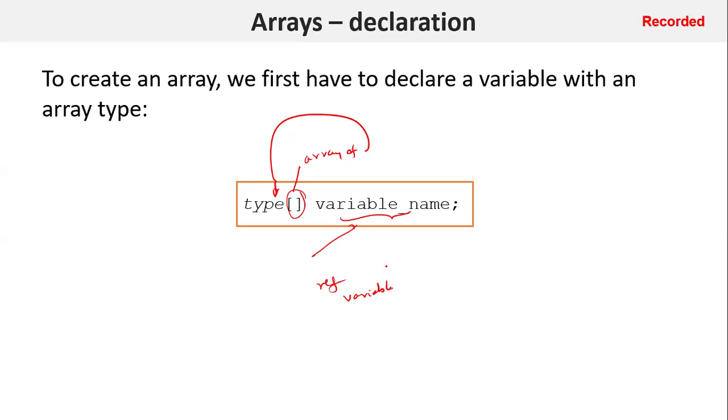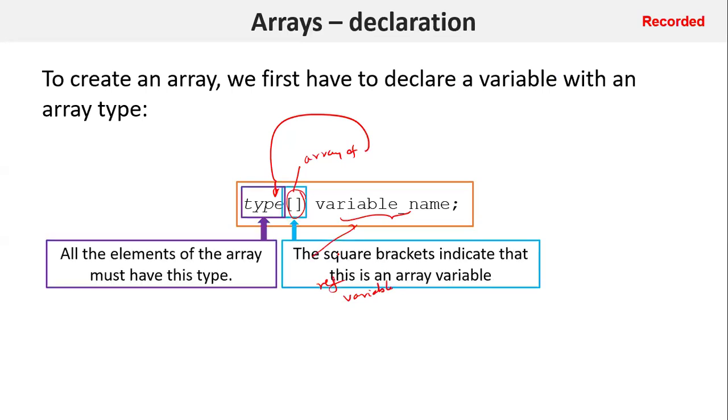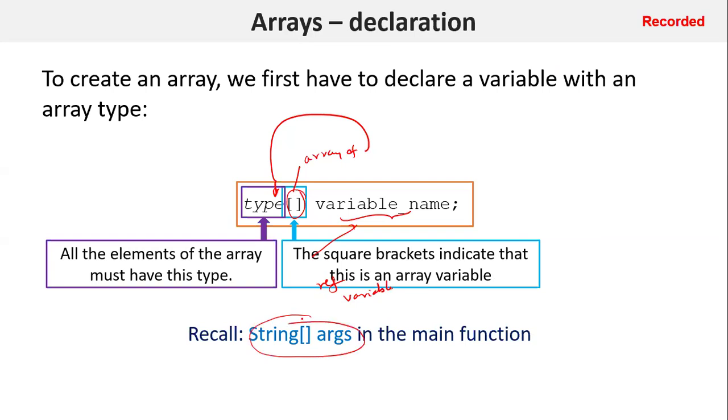All array variables are reference variables, and the elements are the ones which are actually the real values. You have already seen earlier String args. String is a class. We already know string is a class, so that means it's creating an object. If you write down a string, for example, String x equal to hello.